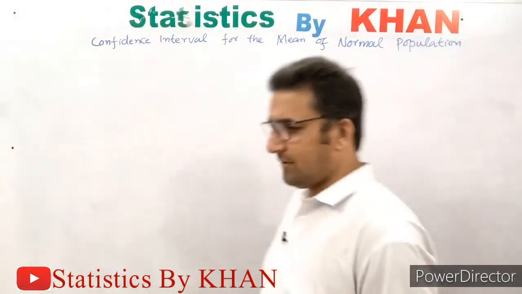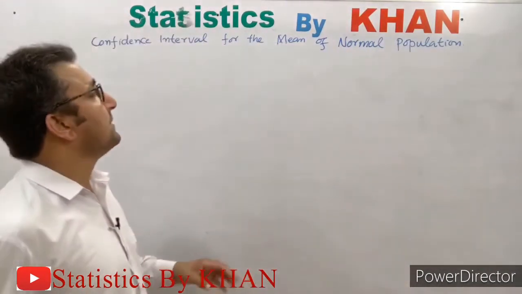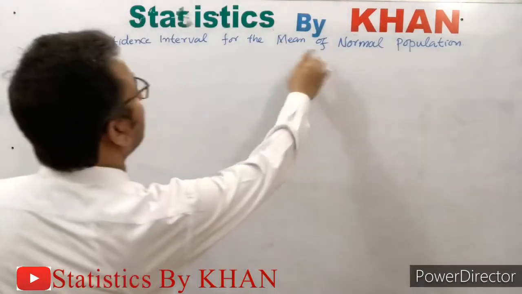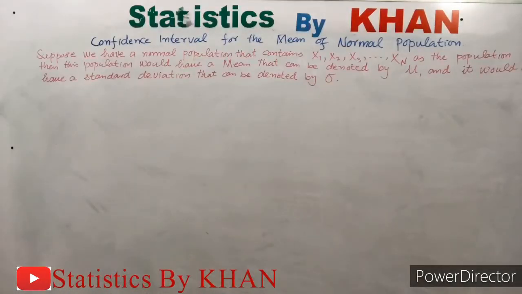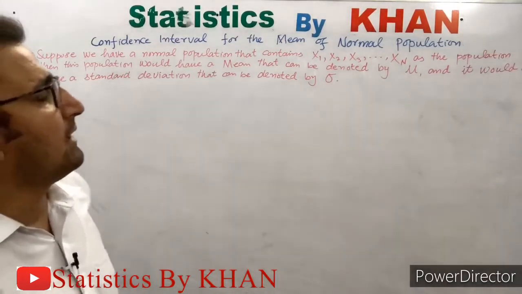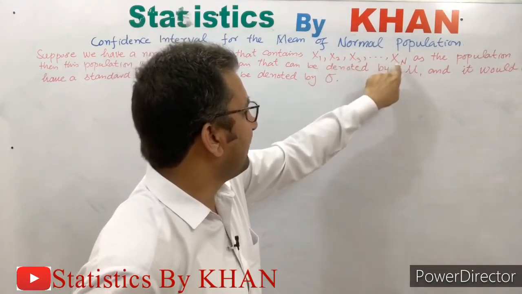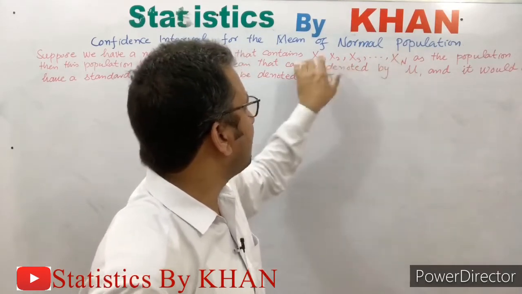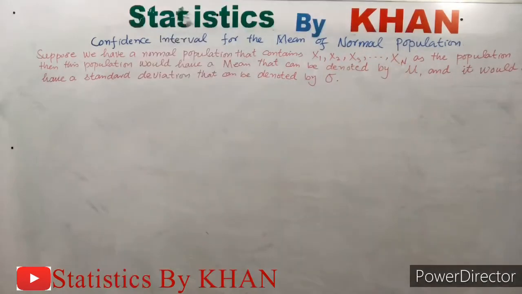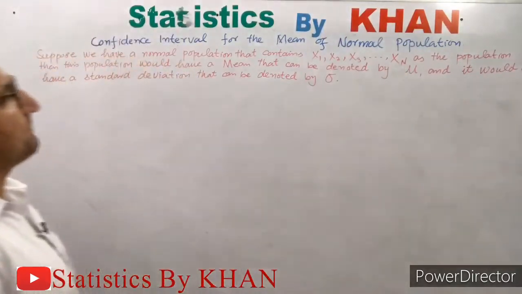So now we are deriving the general statement for the confidence interval of normal population mean. For the construction of a confidence interval for the mean of normal population, what is needed? Suppose we have a normal population that contains X1, X2, X3 up to XN, but this N is capital to differentiate it from sample observations. If XN is capital, it means the observations are population observations. If this n is small, it represents the sample data. So we are differentiating sample data and population data with this notation.